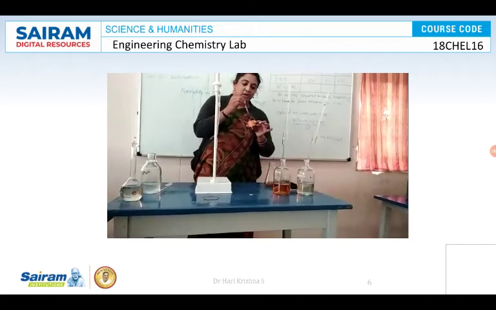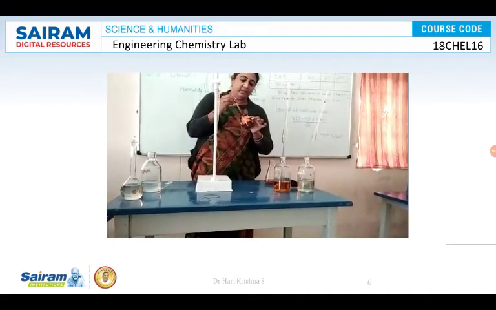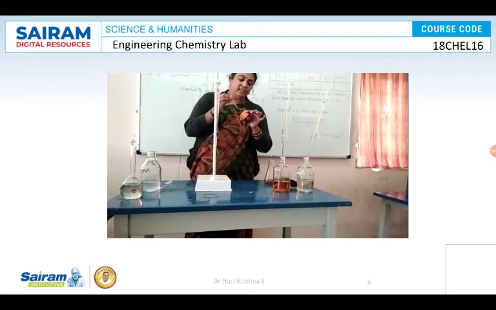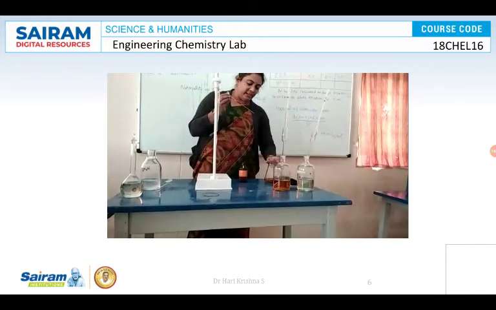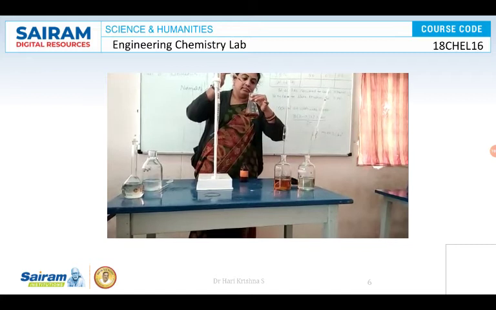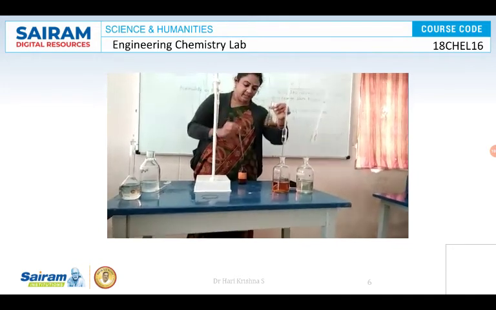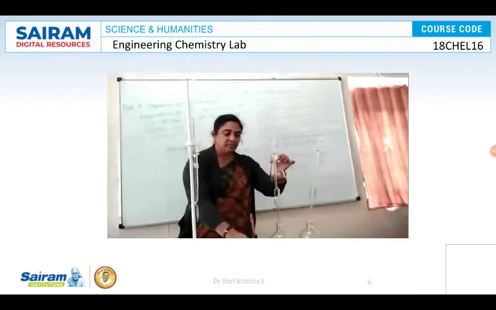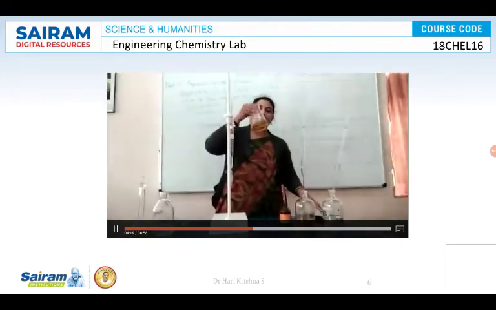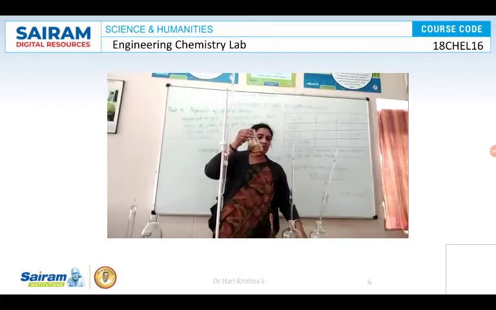Important here is that for all the trials the same amount of the indicator has to be added. So you add 6 drops for each trial. 1, 2, 3, 4, 5, 6 drops of indicator added. It's important to note that for all 3 trials, you have to add an equal amount of indicator, 6 drops, it's enough.